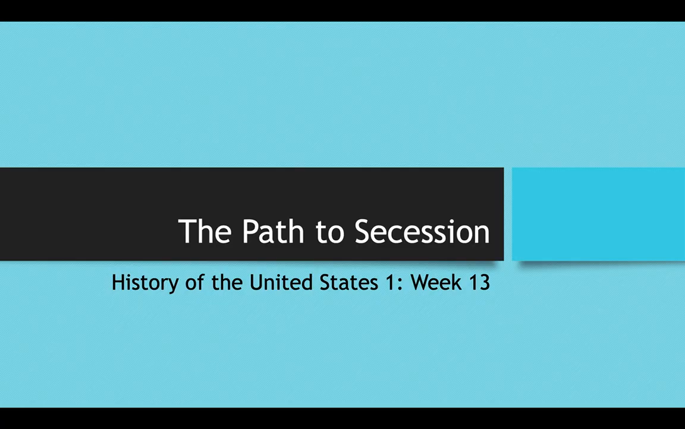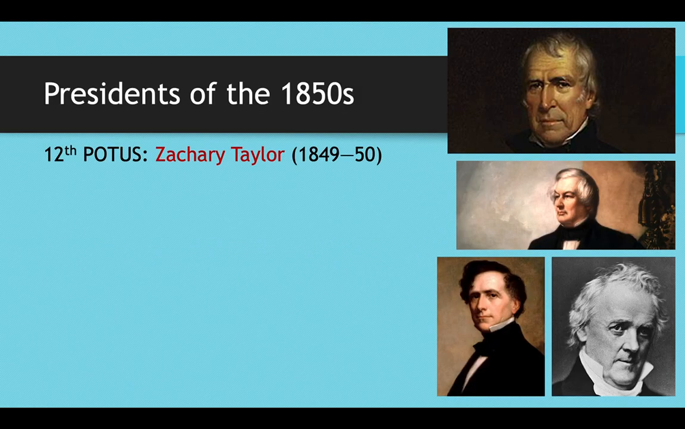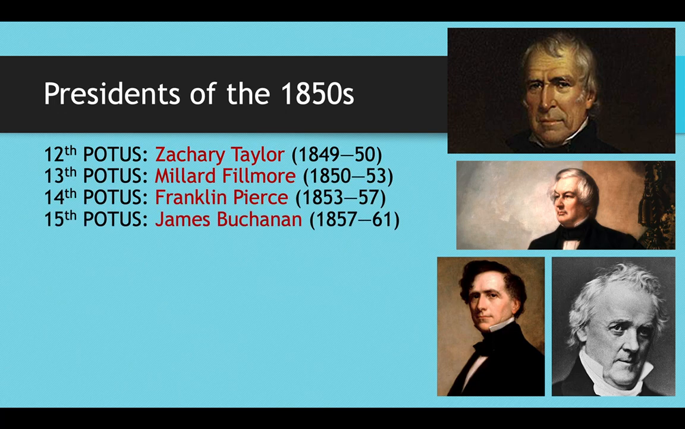And it is what put the United States directly on the path to secession. It was a long path, it was a bloody path, and the end was not pretty. And the presidents who were in charge on the path to secession, specifically in the 1850s, would be Zachary Taylor, Millard Fillmore, Franklin Pierce, and James Buchanan. Those were the four presidents, none of whom served for particularly long. None of them served for more than a term.